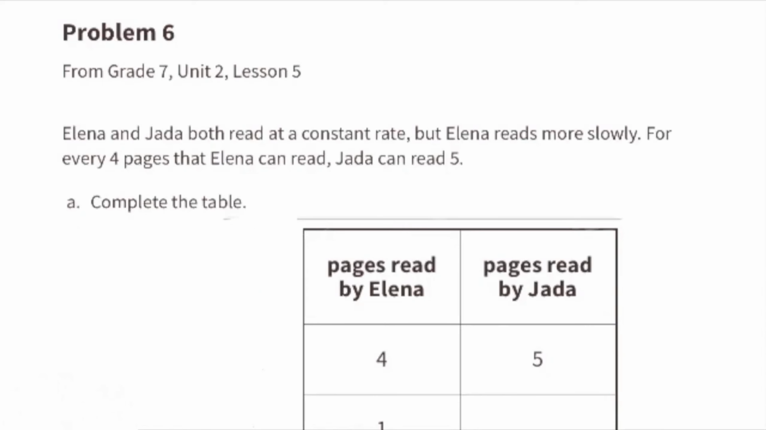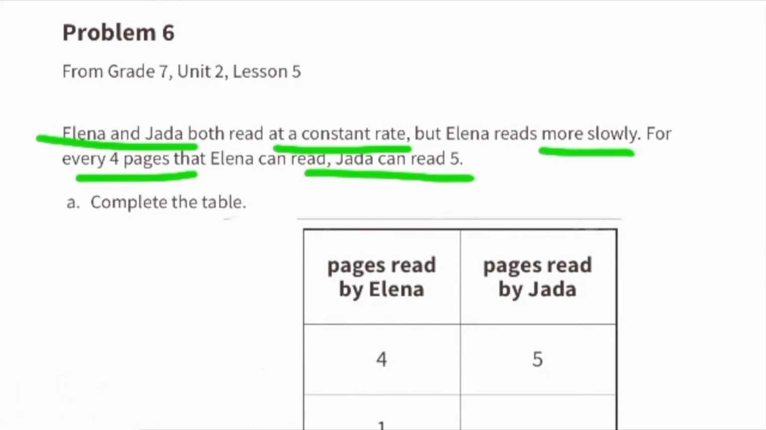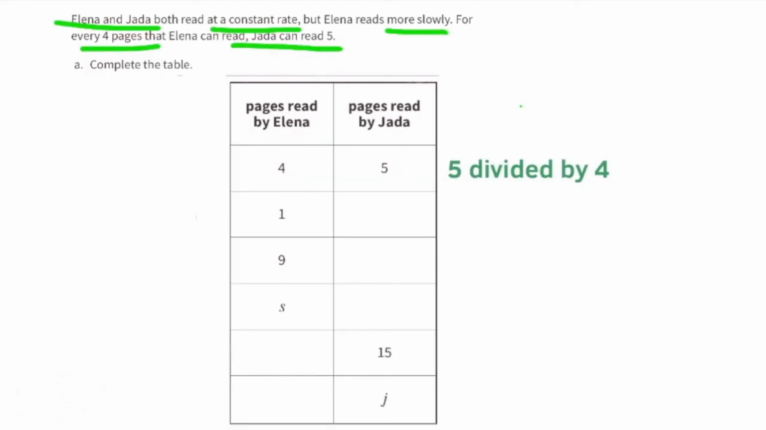Problem number 6 from 7th grade, Unit 2, Lesson 5. Elena and Jada both read at a constant rate, but Elena reads more slowly. For every 4 pages that Elena can read, Jada can read 5. A. Complete the table. 5 pages that Jada can read divided by 4 pages that Elena reads shows that Jada reads 1.25 pages for every 1 page that Elena reads.